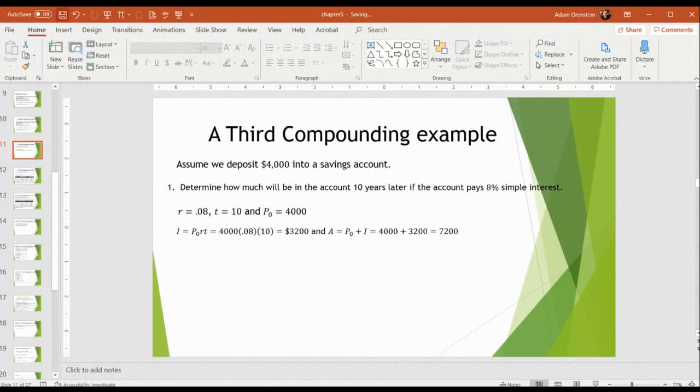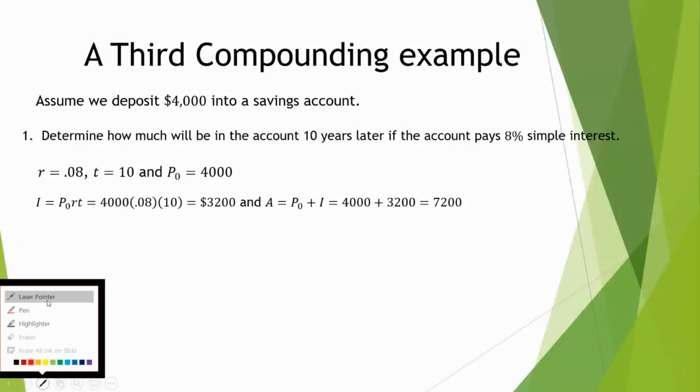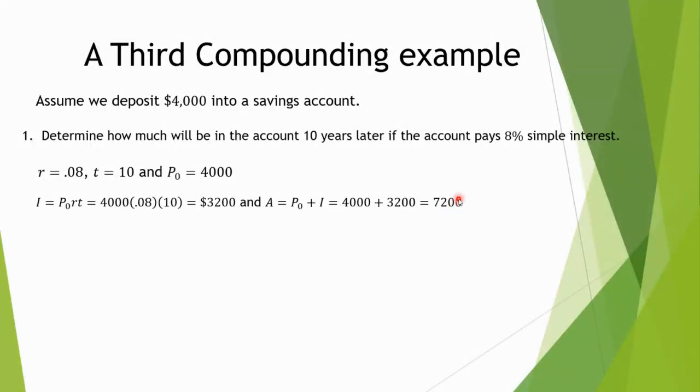So here we're depositing, as you can see, $4,000 into a savings account. We want to know how much is going to be in there 10 years later, if the account pays simple interest, 8% simple interest.